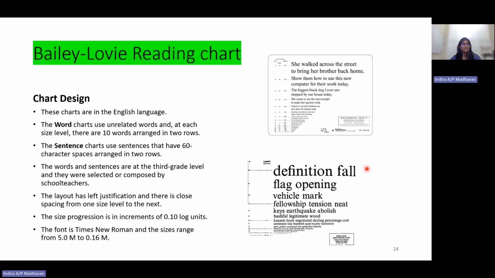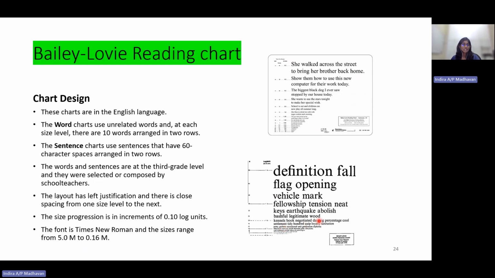And then we also have the Bailey-Lovie reading chart. This is how it looks. The first one is the meaningful sentence, while the second chart is the no-meaning sentence. These charts are in the English language. The word charts use unrelated words, and at each size level there are about 10 words arranged in 2 rows. All of these have 2 rows, while this one has 3 rows each. So they standardize the number of rows.